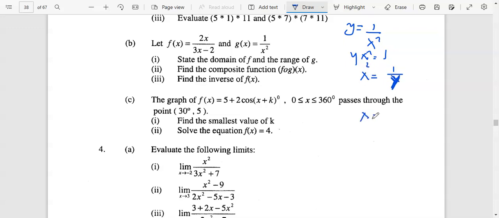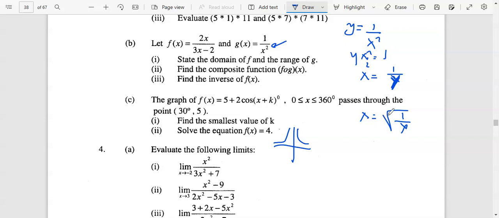Then make x the subject of the formula. X is going to be the square root of 1 over y. So if you saw the way I drew that function, it was like this, up like that. So I'm able to see that the only y values you can have start from 0 going up, because the denominator is squared. You can't have y negative when you're squaring x, you're always squaring x. So the range is from 0 to infinity.